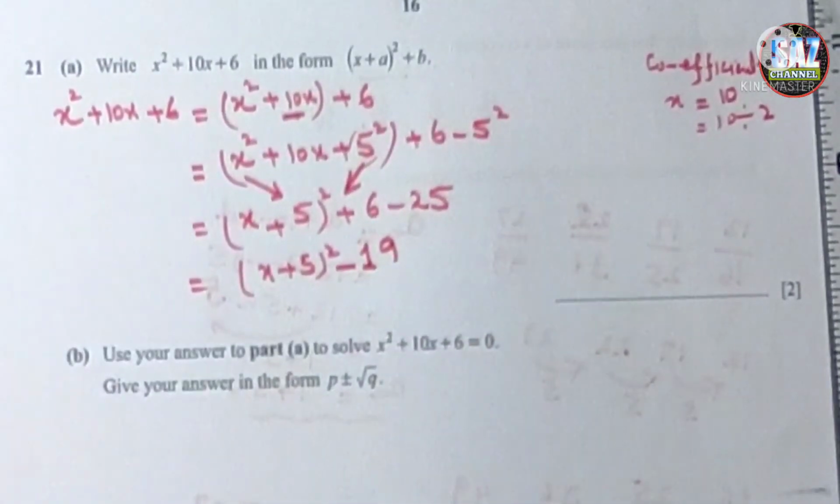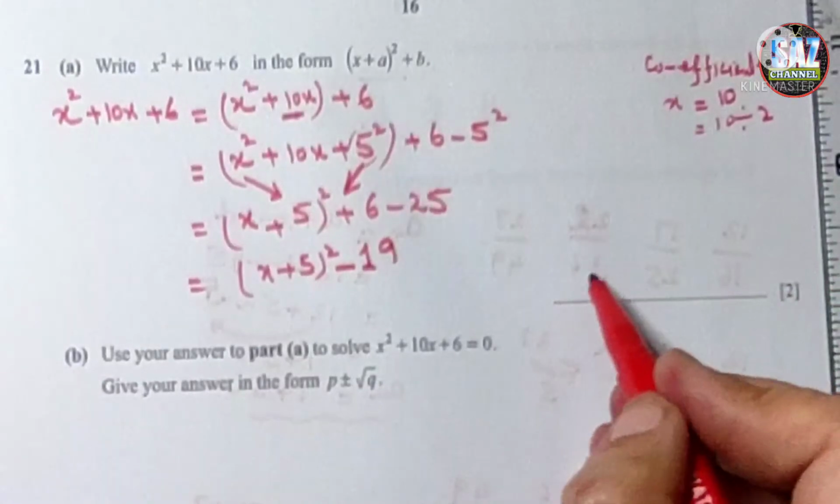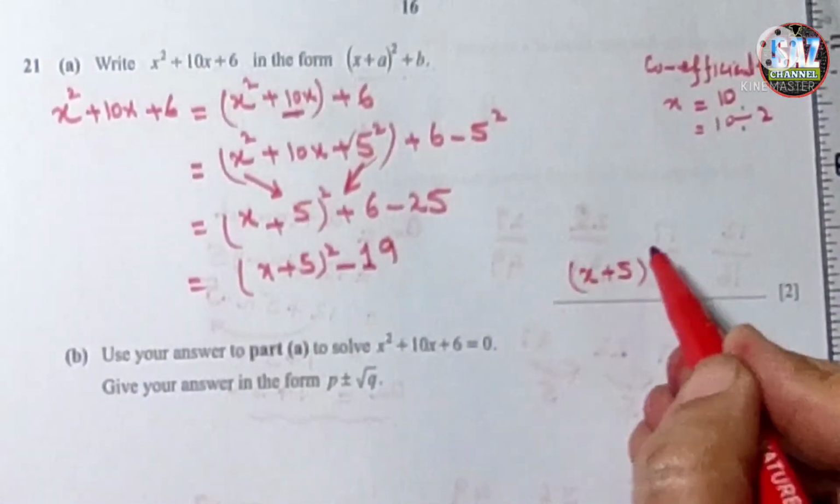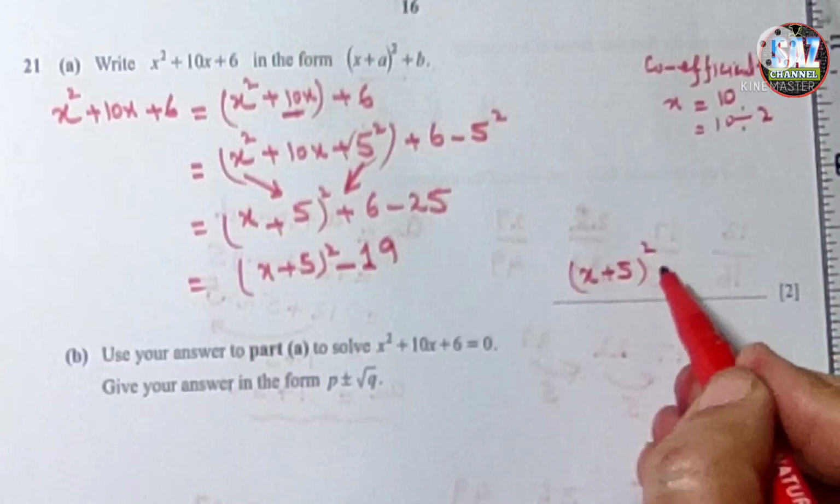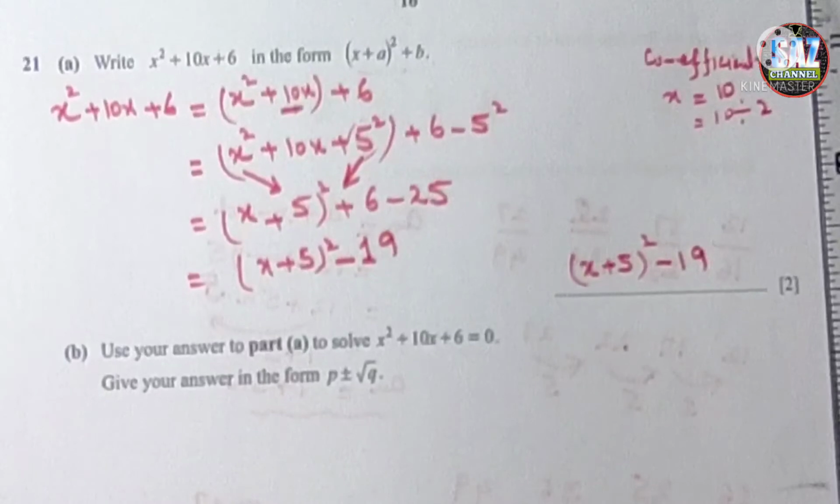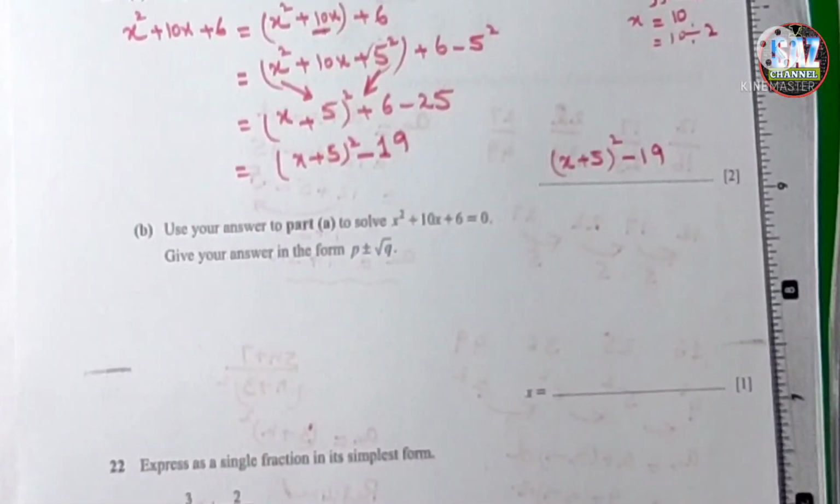I hope these are really easy questions. D3 chapter number 1 has to be really clear. That is also one of the important chapters. x plus 5 whole squared minus 19. Okay, now this part is done, and now let's move to the second part.